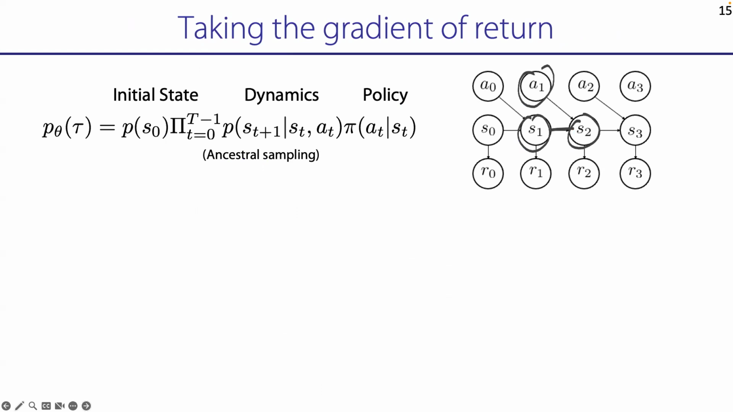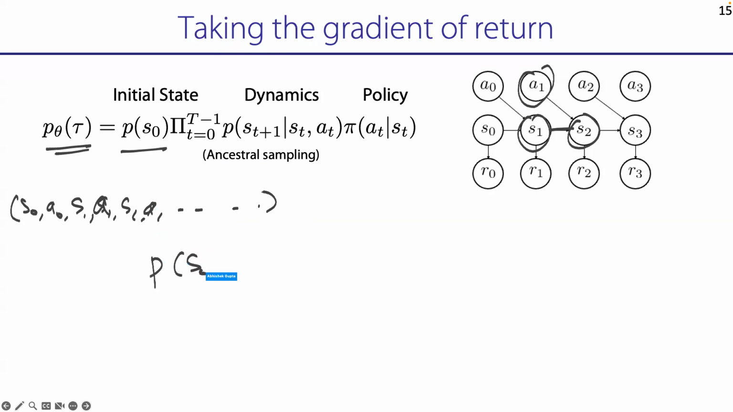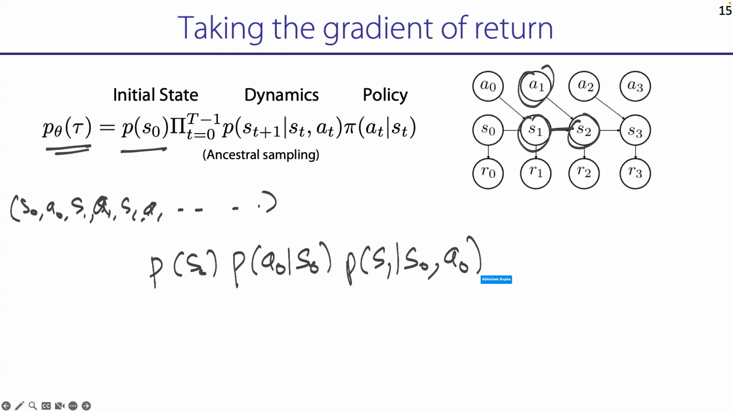So it repeats. When you look at the likelihood of any trajectory, written as S naught, A naught, S1, A1, S2, A2, and so on, it is the likelihood of an initial state, multiplied by the likelihood of taking action A naught at S naught, times the likelihood of transitioning to S1 given S naught and A naught, times the likelihood of taking A1 at S1, and so on, right?